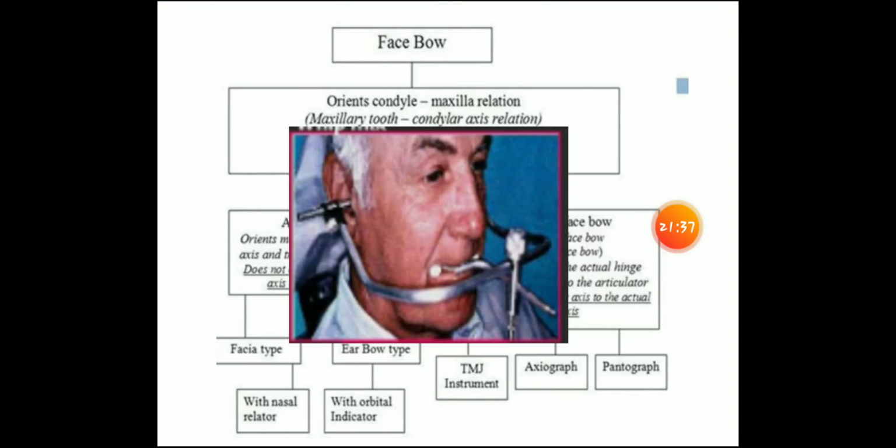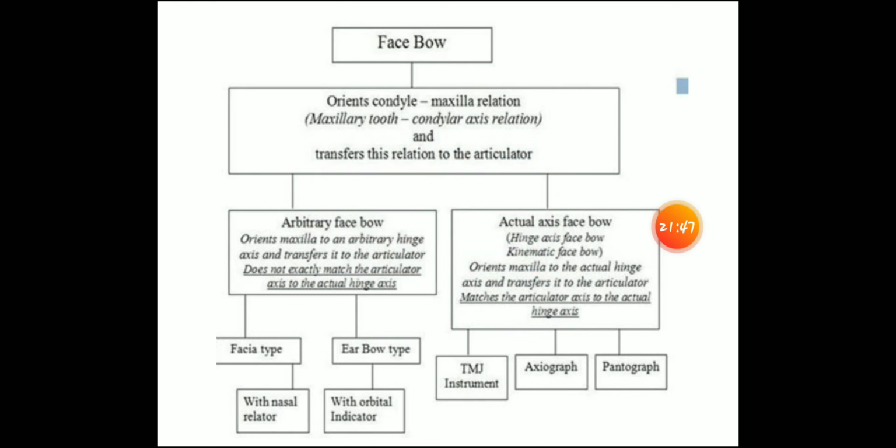So look into this picture. This is an ear bow, that is, the posterior reference points is the external acoustic meatus, that is, ear rods are inserted into it.